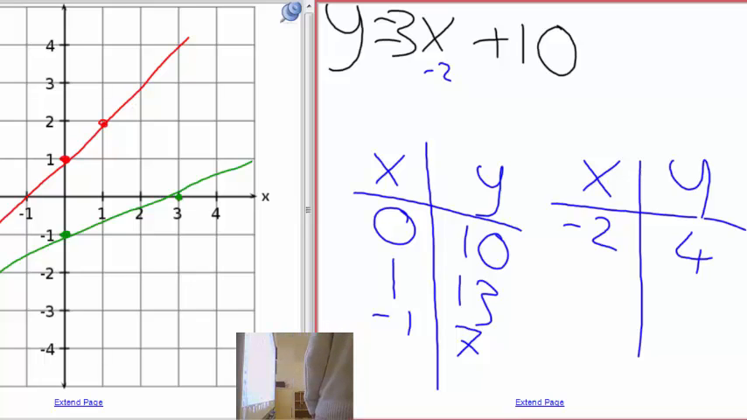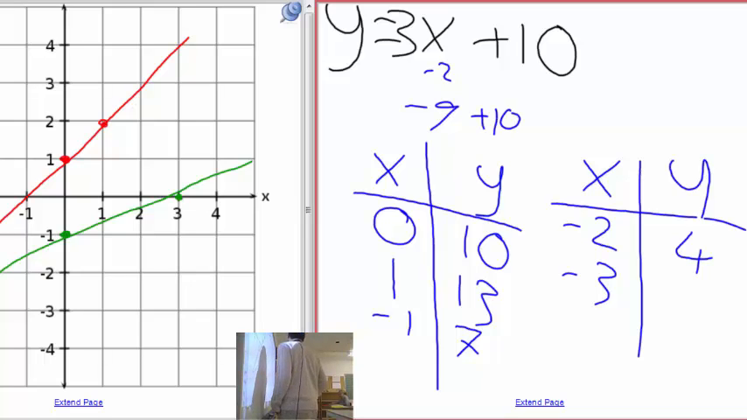And I'm going to go further down with minus 3. When x is minus 3, 3 times minus 3 is minus 9. Minus 9 plus 10 will give you 1. That is also okay. Now I just figure out my coordinates. I am fine. I can graph this.